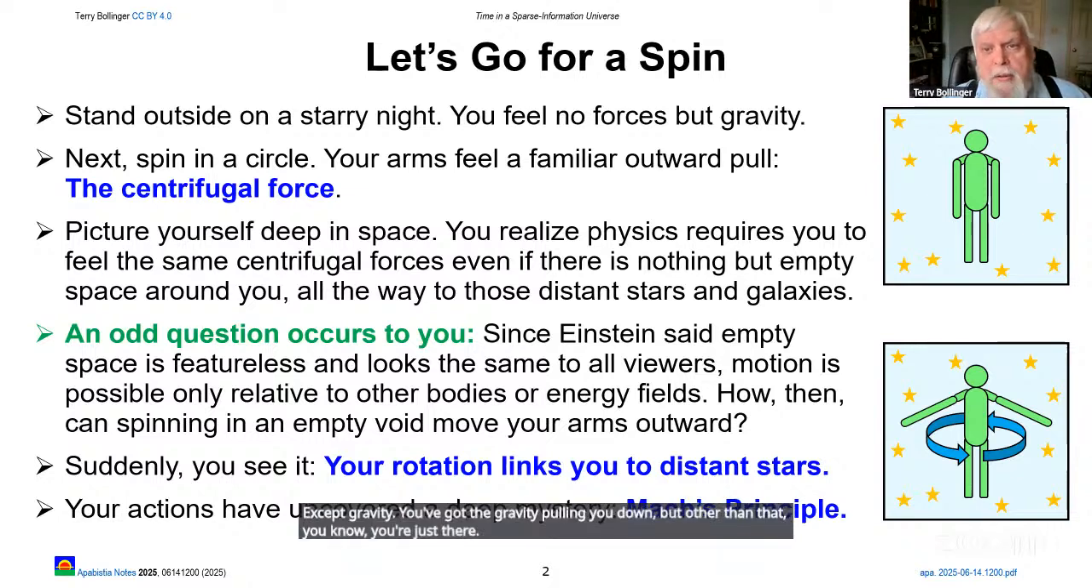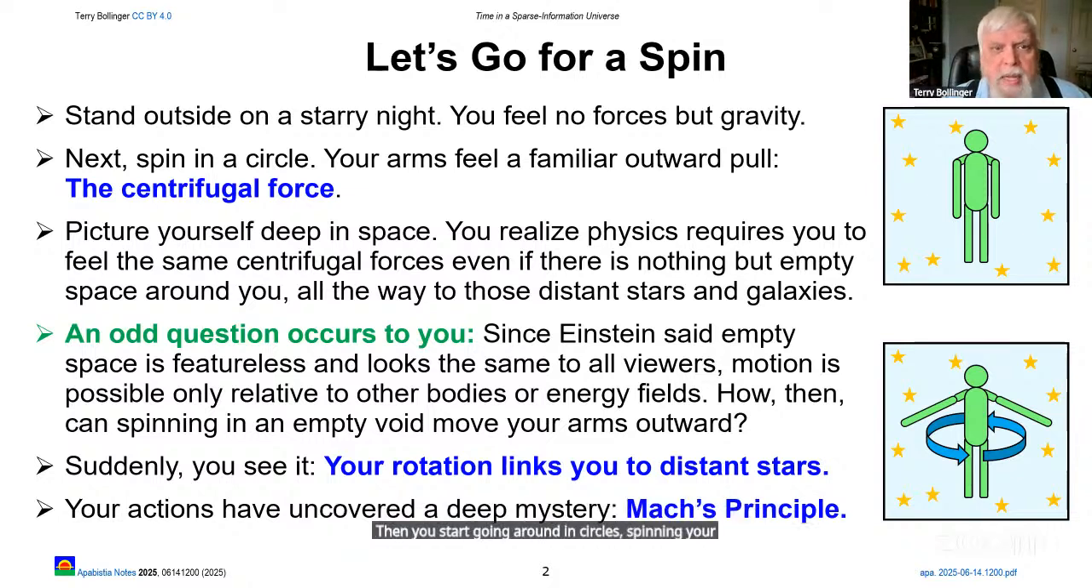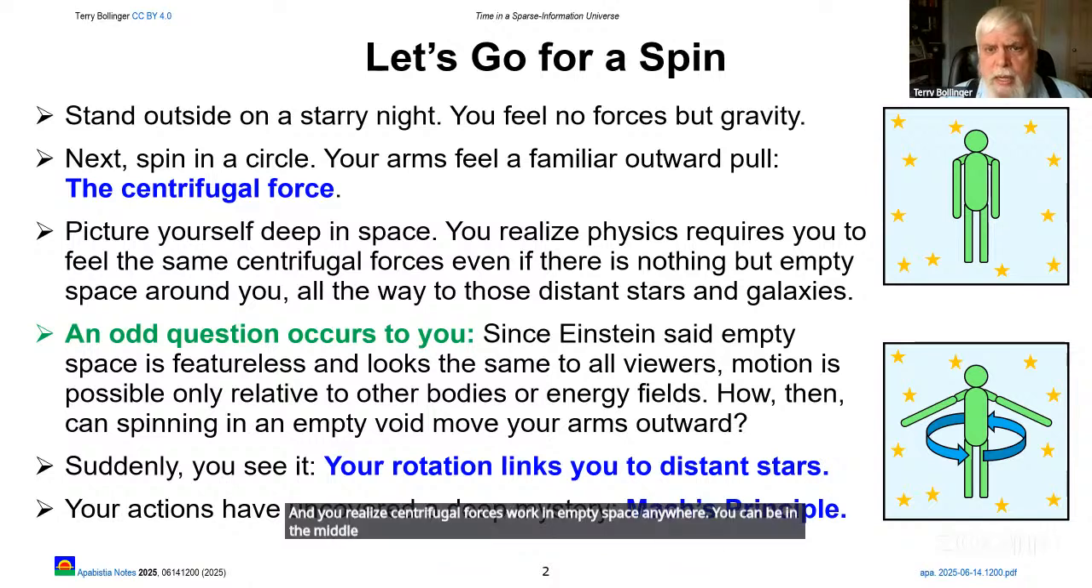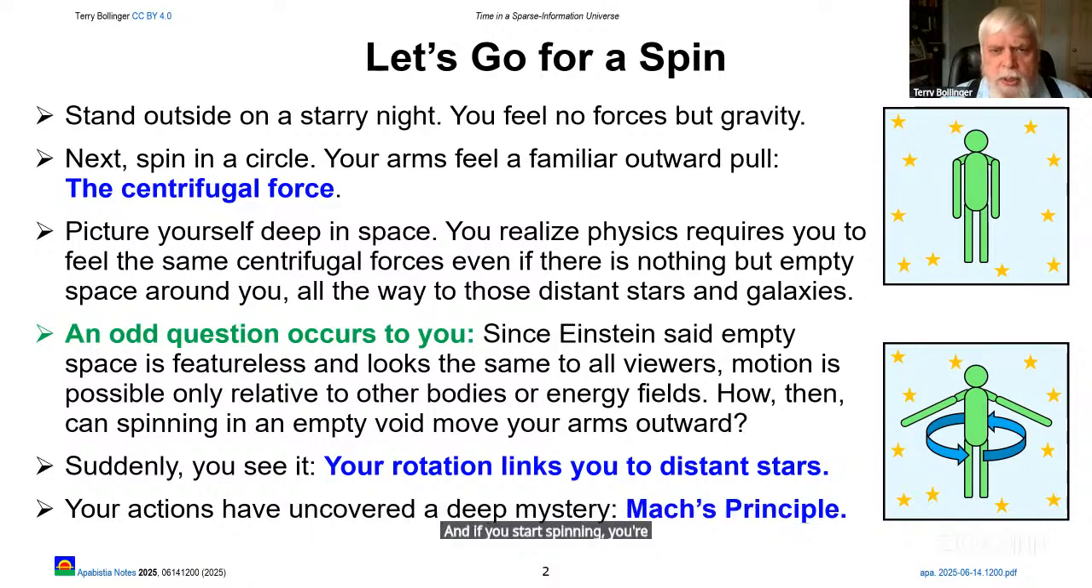Then you start going around in circles, spinning your arms around, and you immediately feel centrifugal force. No big deal. Everybody's done that. It's not exactly a surprise. We've done it ever since we were children. The trouble with that is remarkably simple. If you look at the Einstein definition of empty space, and you realize centrifugal forces work in empty space anywhere. You can be in the middle of a vacuum between galaxies. And if you start spinning, you're going to feel that force.